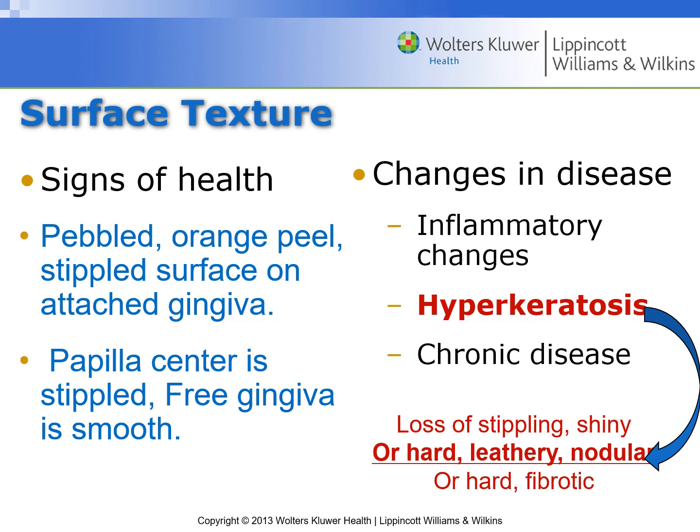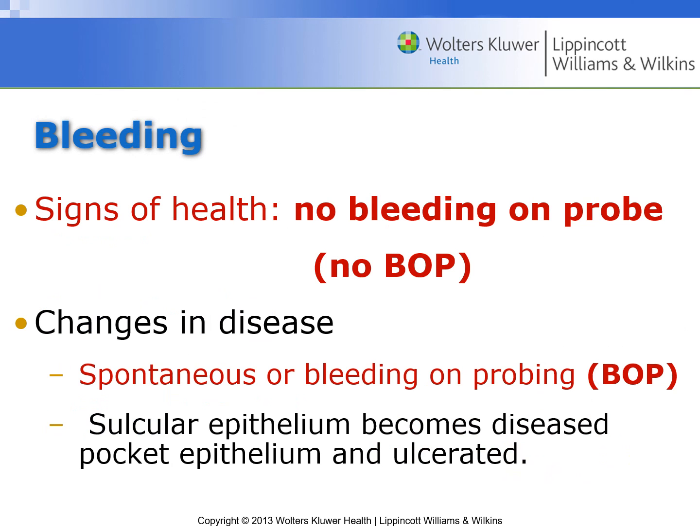So, surface texture. Signs of health: pebbled, orange peel, stippled surface on attached gingiva. The papilla center is stippled and the free gingiva is not; it is smooth. When you have disease, there are inflammatory changes. You could have hyperkeratosis, which on a test question is hard, leathery nodules. Loss of stippling, it's shiny, hard, fibrotic, and it goes along with chronic disease, not something that just came up. It's something that you've had for a while.